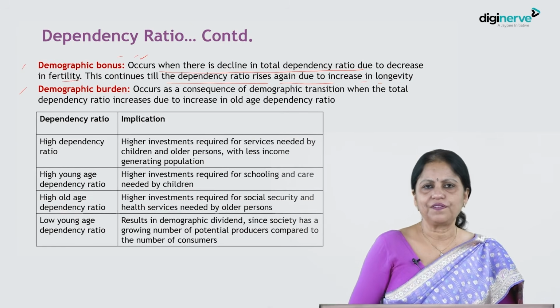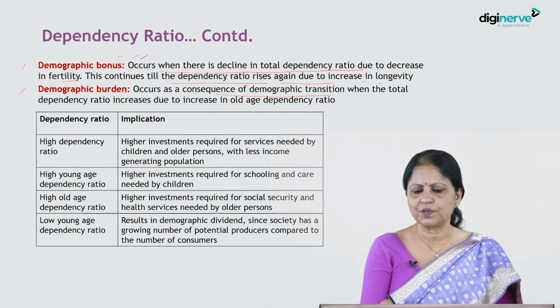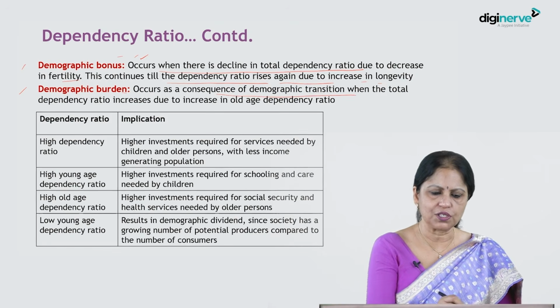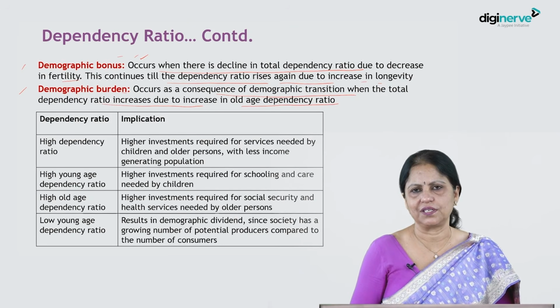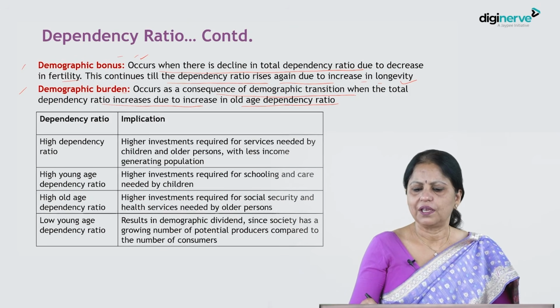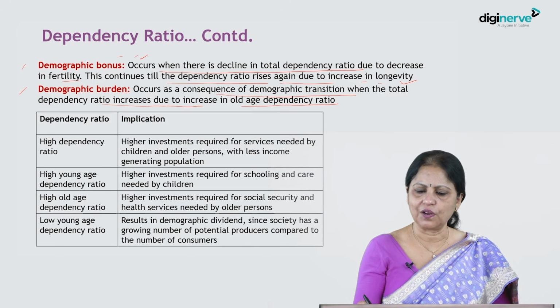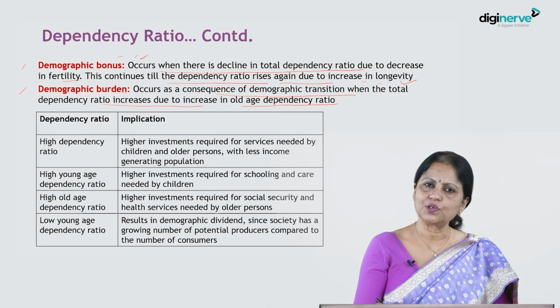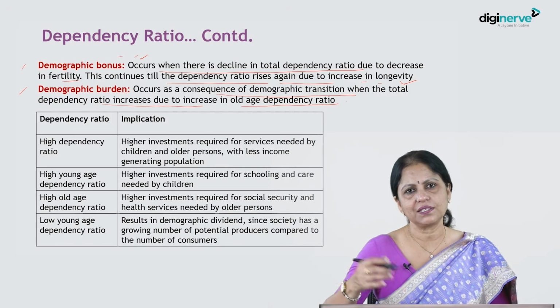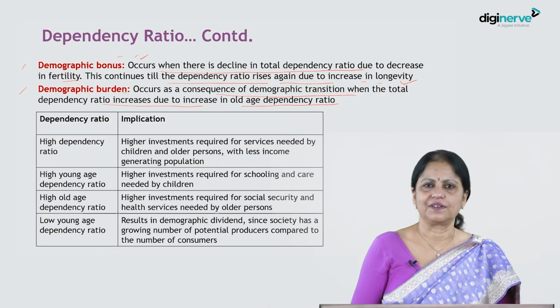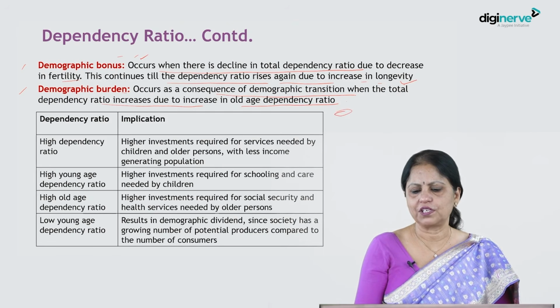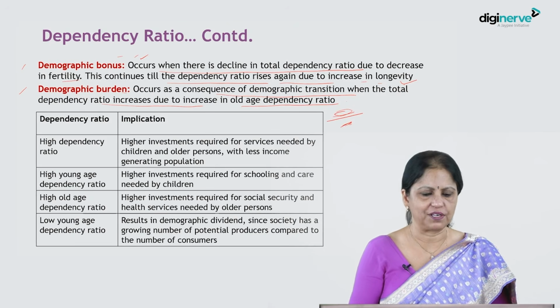So next is demographic burden. What happens here? This is a consequence of demographic transition where the total dependency ratio increases due to an increase in the old age dependency ratio. As I told you, an increase in longevity leads to an increased old age dependency ratio. And as this continues for a long time, the total dependency ratio increases. That means the dependent population in the numerator becomes more than the productive population in the denominator. So that is known as demographic burden.